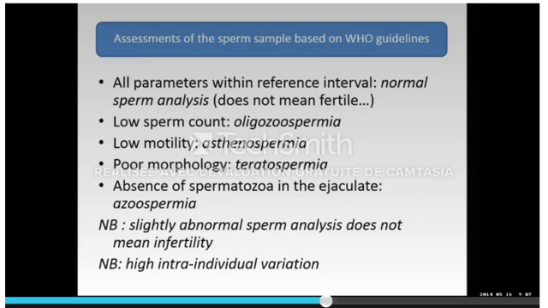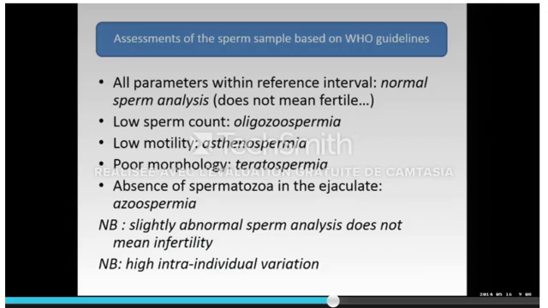When there are no spermatozoa in the whole ejaculate, we will talk about azoospermia. And it's not written down there, but in any case, when sperm analysis is abnormal, it should be checked a second time on another sample. Okay? This is very important. Secondly, a slightly abnormal sperm analysis does not mean infertility. So that's what I said just a few seconds ago.